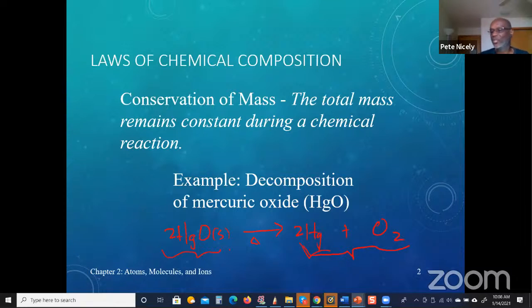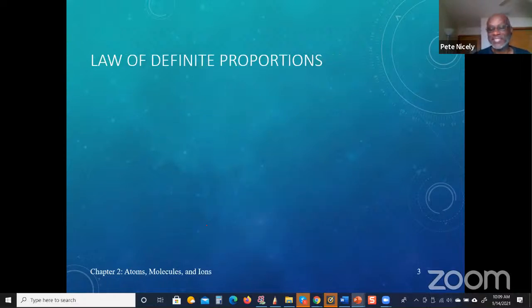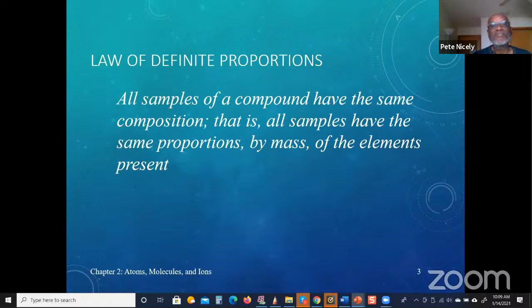So that's basically what this law is saying, right? So basically, in a chemical reaction, matter is not created nor destroyed. That's basically what it comes down to. All right, so that's, oh, the equation is there already. Okay, anyway, let me move on to the next law, the law of definite proportions.